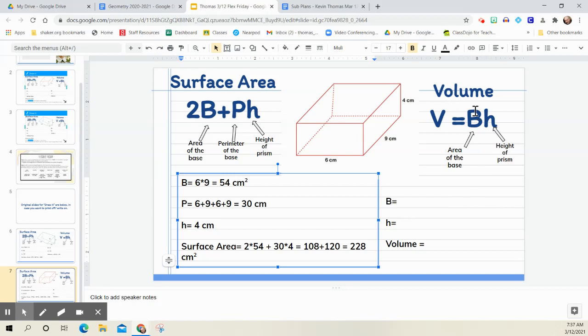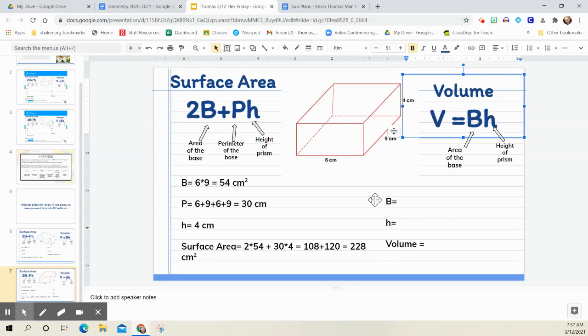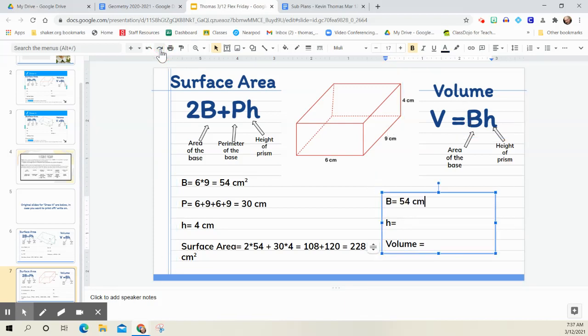Good. So now volume, we found the surface area. Now we find the volume. We're going to use the area of the base times height formula. We already figured out the area of the base. It was 54. We already figured out the height. It was 4. So now you just have to multiply those two numbers and you get the total volume.